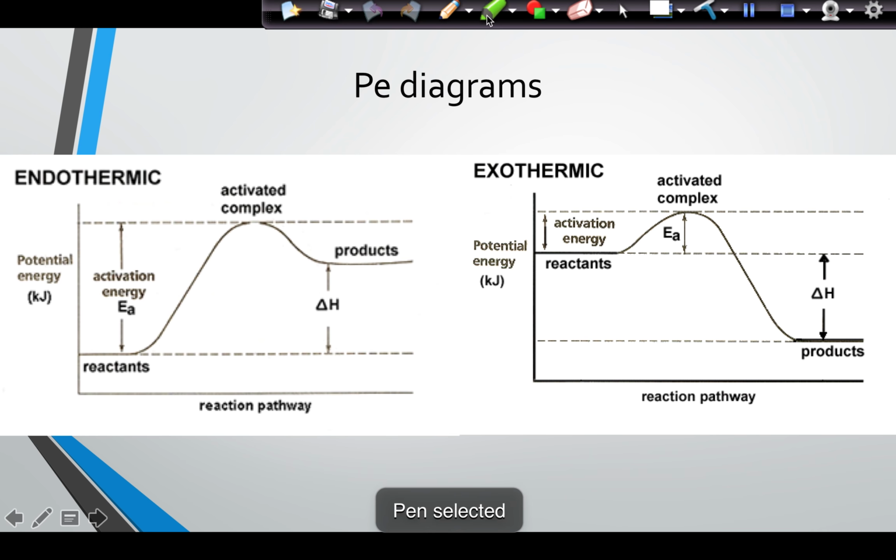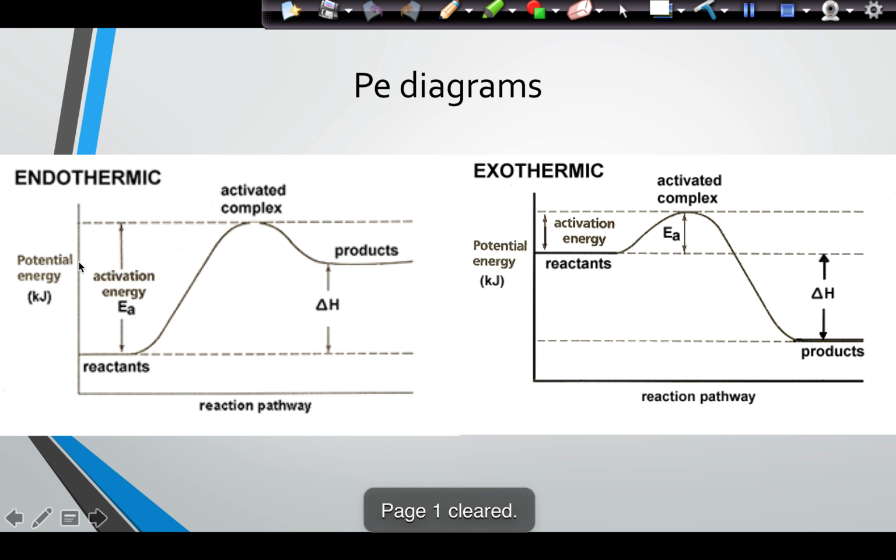Remember that when we're talking about these potential energy diagrams, if we're talking about anything that hits the x-axis, we're talking about the potential energy of that particular position. Above the reactants to the top is forward activation energy. Above the products to the top is reverse activation energy.